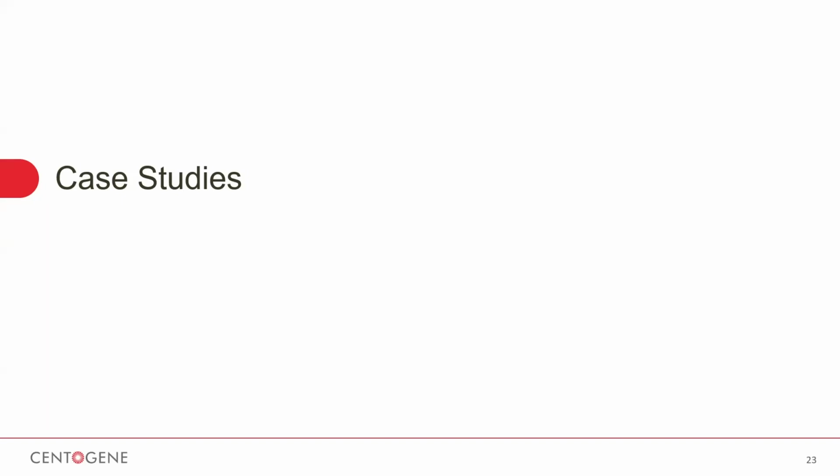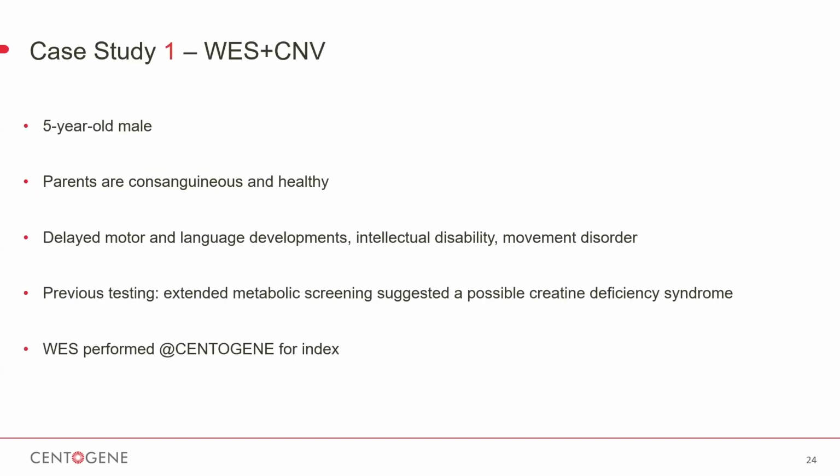How can this impact the results and the reports of CentoGene? So the best demonstration for that is through case studies, and we have prepared 5 interesting cases, focusing mainly on the copy number variants as results for these patients. Starting with the first case, a 5-year-old male, where the parents are consanguineous and healthy.